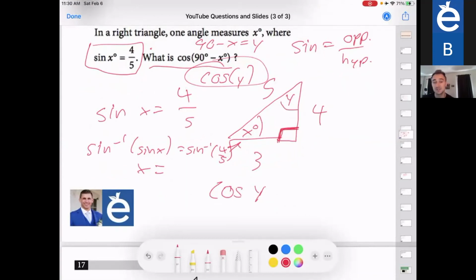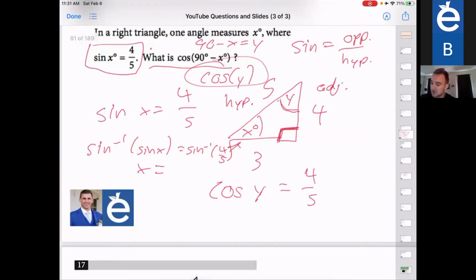Once again, cosine is adjacent over hypotenuse. I always like to think of co as in cooperate or co-worker. Co means with, and so to me it makes sense to understand cosine as the relationship that involves the adjacent side. Cosine is adjacent over hypotenuse. So if we're referring to this angle y, my adjacent is 4 and my hypotenuse is 5. So cosine of y is 4/5.